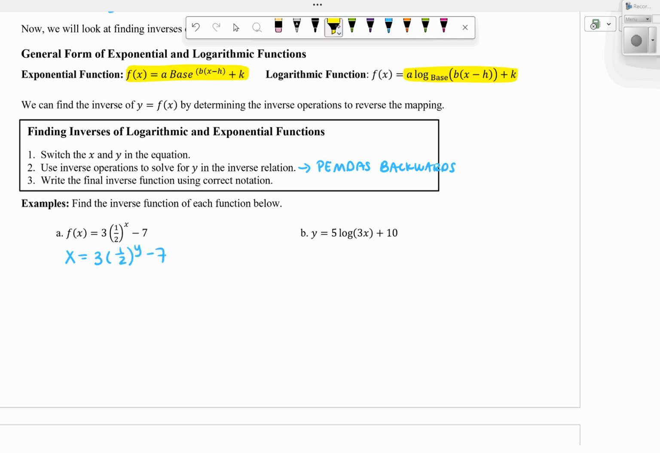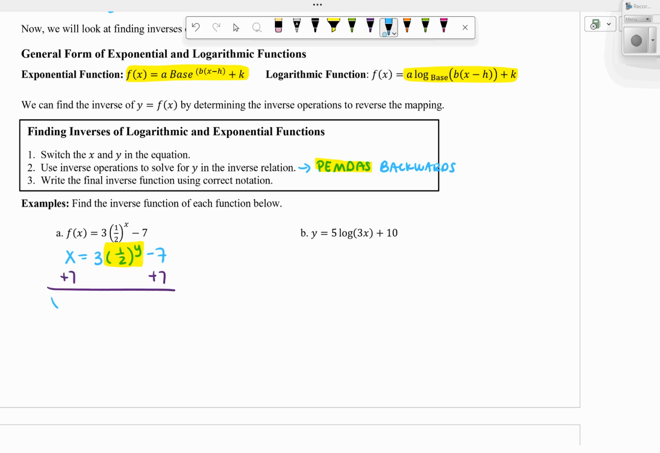So remember, when we're solving, we're going to do PEMDAS backwards. So we want to get rid of things added or subtracted, then multiplied or divided, then the exponent, and then the parentheses. So here, we don't just go ahead and rewrite this in logarithmic form now because we have to isolate this part of our equation first. So this is the exponential part of our equation, the base with the exponent. So we do that by first adding the 7.